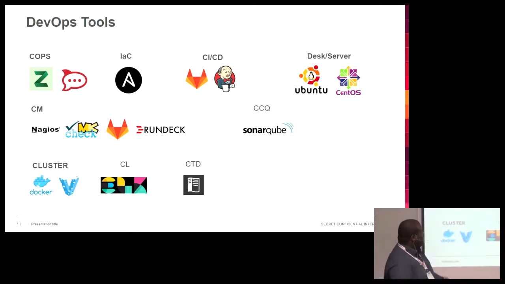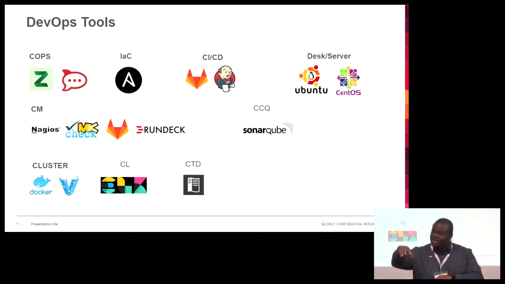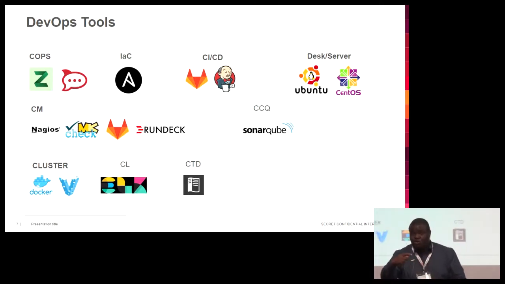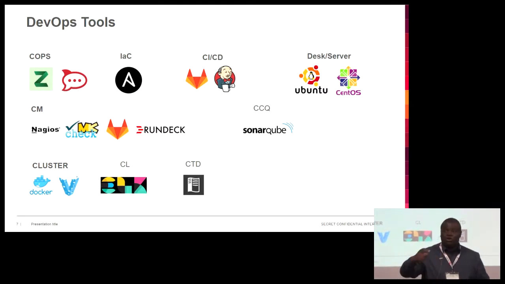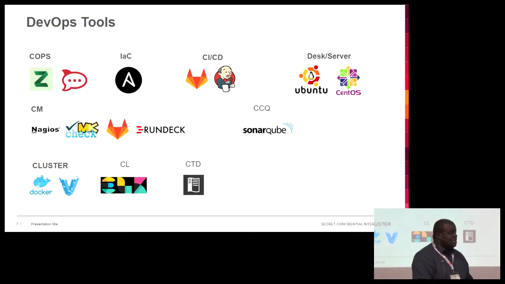Why is it critical to integrate? Integration means that you are able to plug into different systems and work with different systems. But in a DevOps way, what does it mean? It means I'm able to work with different teams as well. So I don't only integrate my systems, but I also integrate the teams I work with. And that's the DevOps culture.